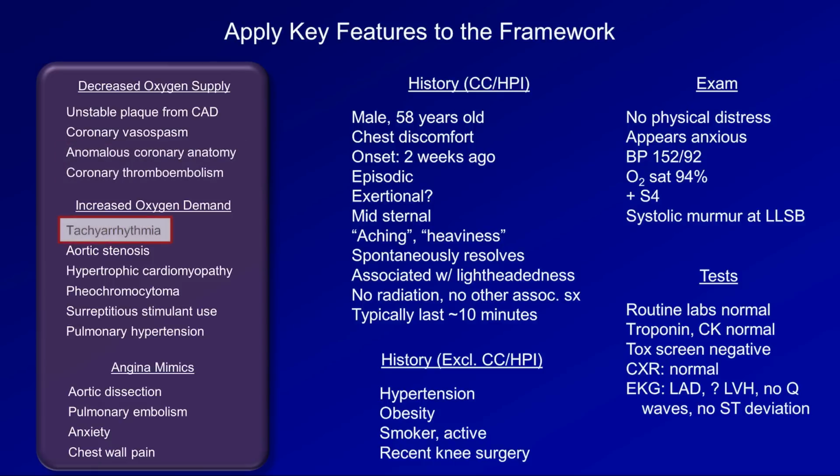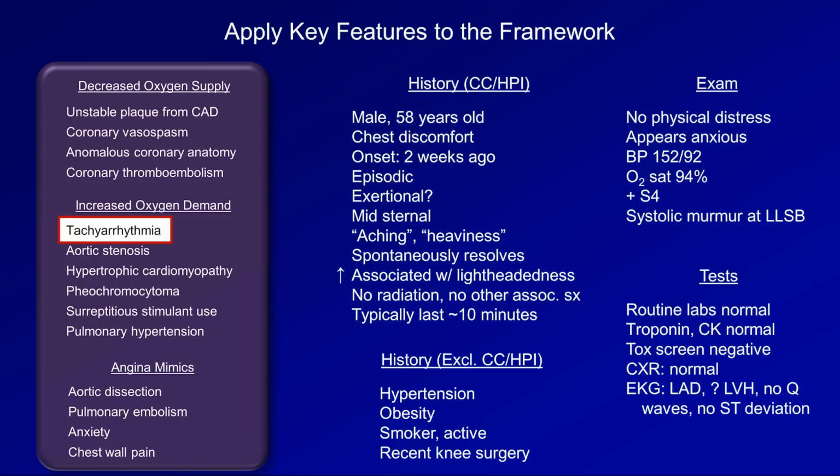How about tachyarrhythmia? A tachyarrhythmia, such as paroxysmal atrial fibrillation, could transiently increase the heart rate to dramatically elevated levels, increasing oxygen demand beyond what the coronaries can supply, leading to symptoms indistinguishable from angina. The biggest argument in favor of the tachyarrhythmia is its relatively high prevalence compared to most other items in the framework. Additional key features that argue for this diagnosis include the lightheadedness with some episodes.